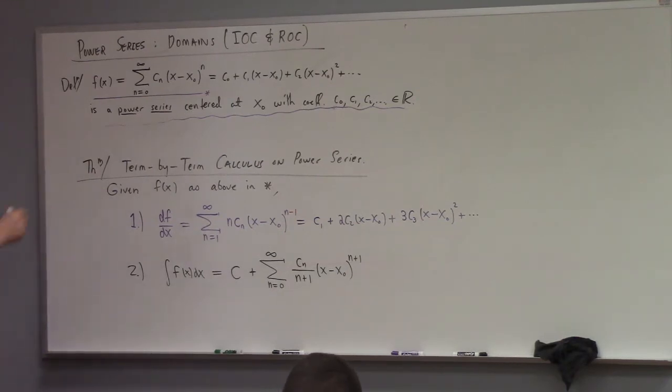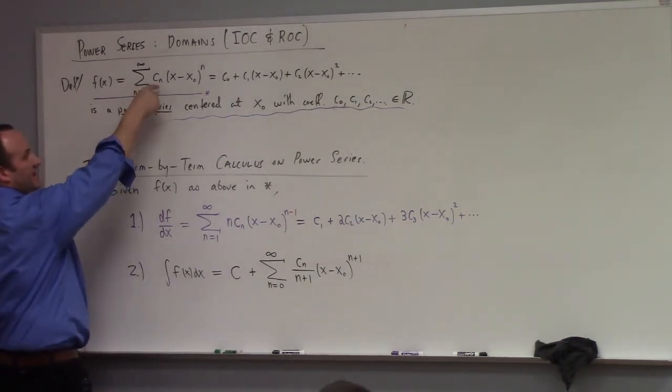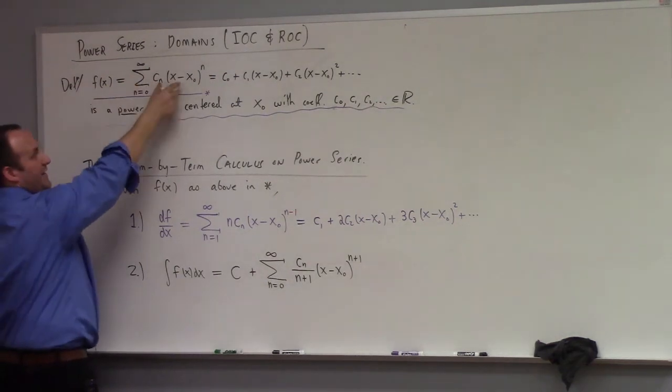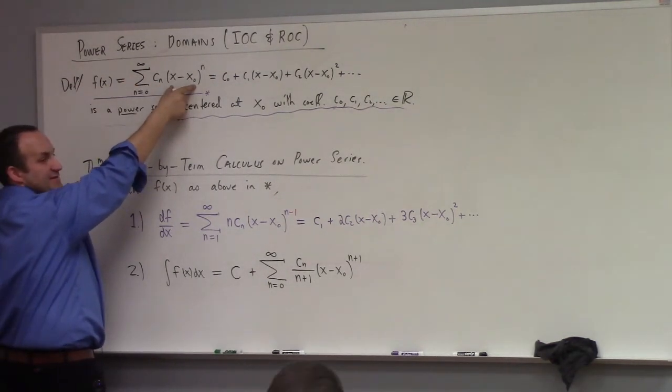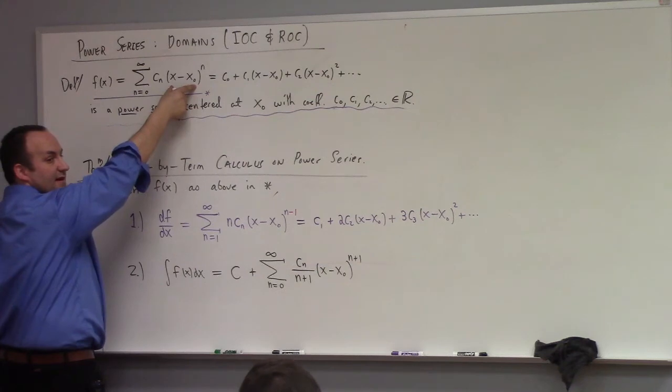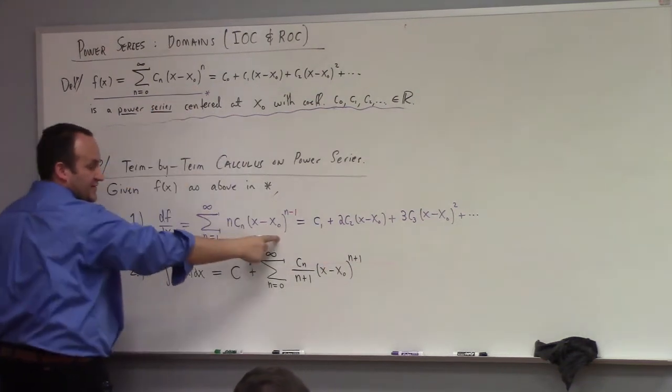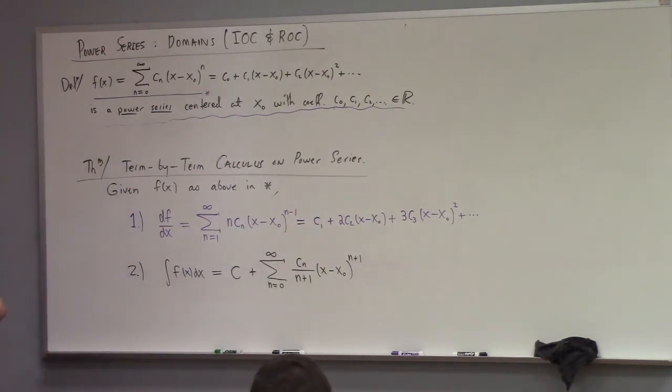Differentiating term by term means that basically you can pull the derivative inside the series, whoop, and then hit this. The derivative of x minus x naught to the n is n times x minus x naught to the n minus 1, which gives us this. I mean, that's a theorem that you can do that. Let me write what I just wrote.